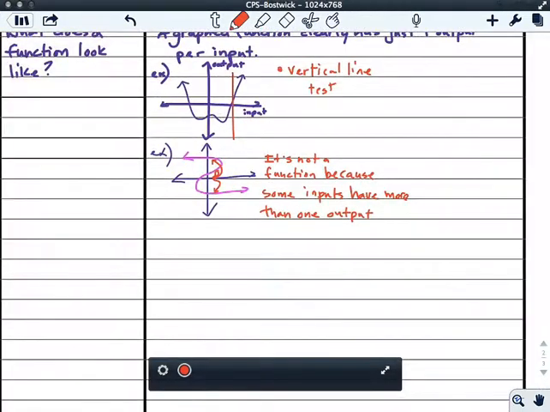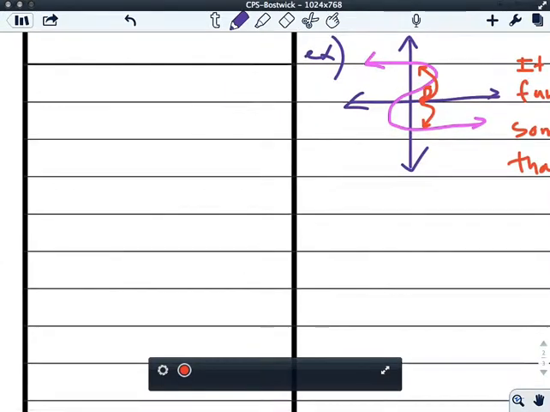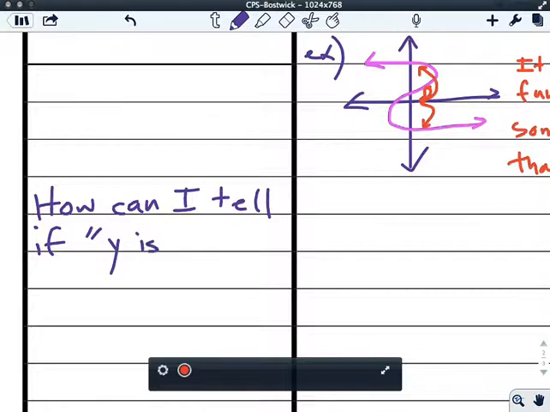All right, so the big idea here, and this is when you get to recognizing functions too, that you're going to have to deal with is how can I tell if, I'll say, y is a function of x.